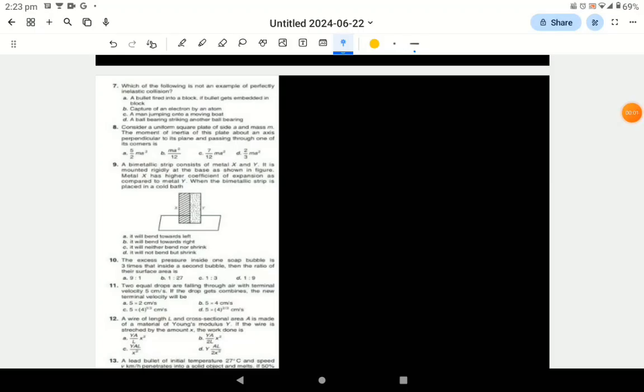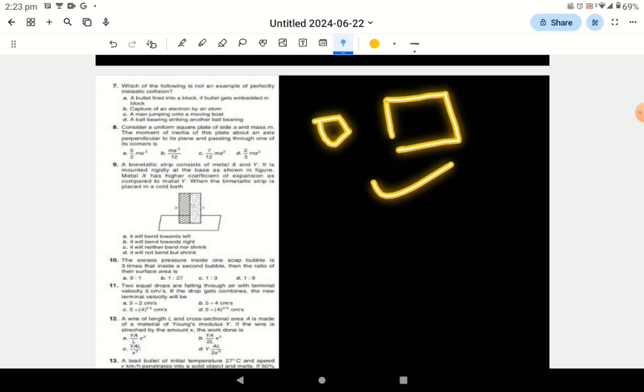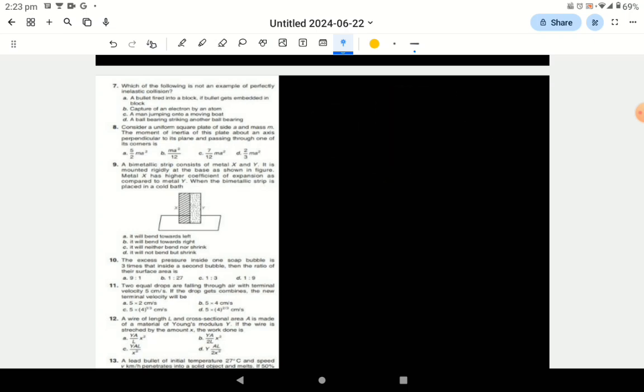Question number 7 is, which of the following is not an example of perfectly inelastic collision? Option A is an inelastic collision, as the bullet fired into the block gets embedded in the block. So if a bullet is embedded in a block, it's an inelastic collision. Capture of an electron by an atom is also an inelastic collision. A man jumping into a moving boat, option C, is also an inelastic collision.